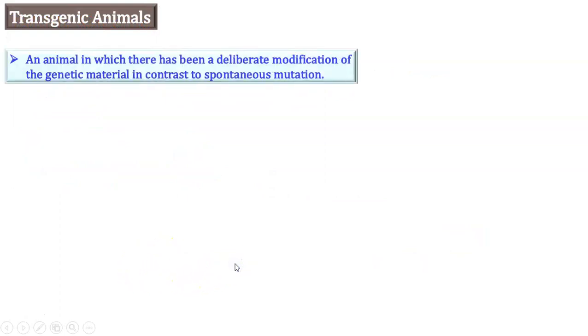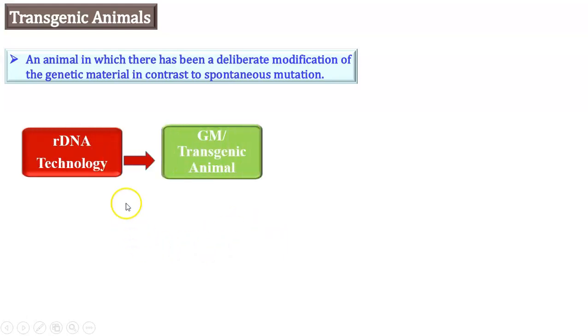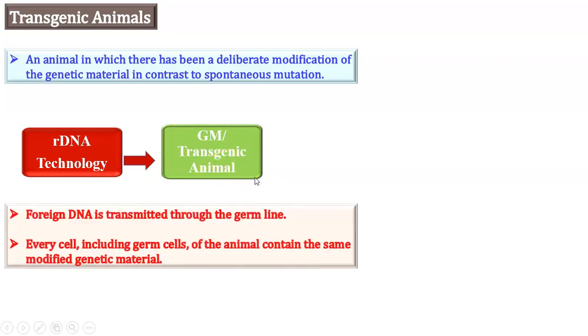Let us talk about transgenic animals now. An animal in which there has been a deliberate modification of the genetic material, manipulation is done of the genetic material in contrast to spontaneous mutation. So recombinant DNA technology gives rise to transgenic animals. Foreign DNA is transmitted through germline. We have seen the germline therapy and somatic cell therapy. So germline is used here, and every cell, including germ cell of the animal, contains the same modified genetic material.